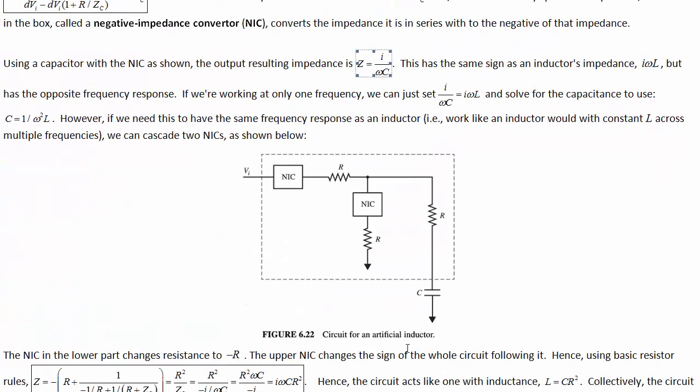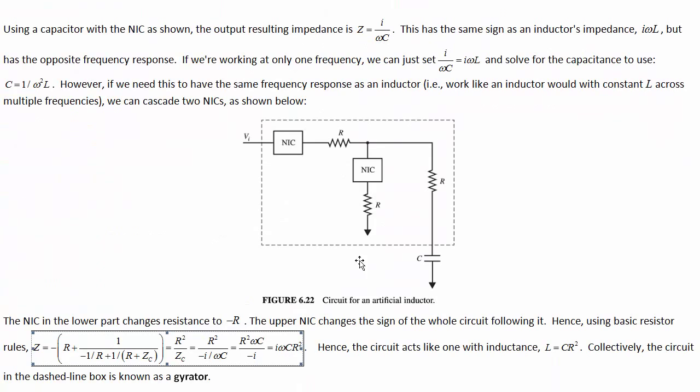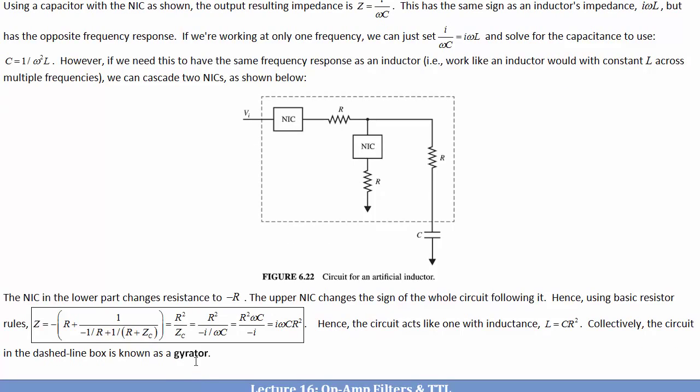But this circuit does work in the right direction. We've used magic and gotten the frequency to be in the numerator. So now this behaves just like an inductor, as long as C R squared is what you've called L. The entire thing in the dashed box, by the way, is collectively known as a gyrator.